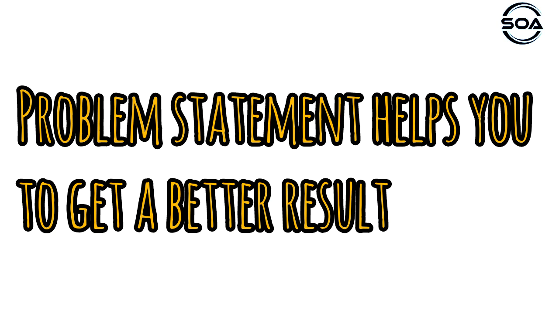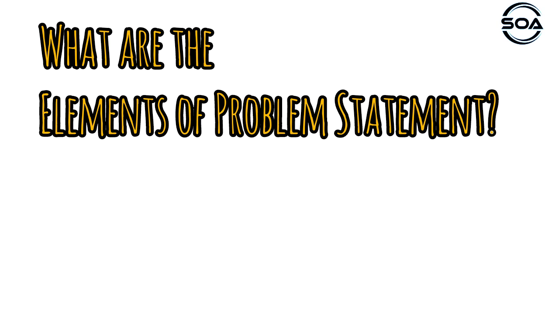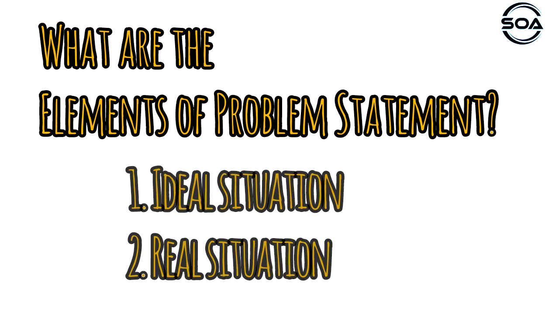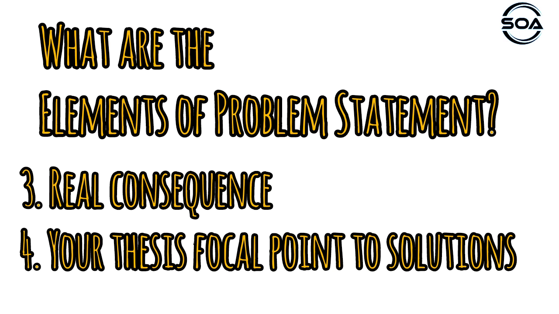Okay, and now let us see the elements of a problem statement. For example, when a student wants to prepare a problem statement of one page or half a page, there are usually four important elements to include. First, ideal situation. Second, reality. Third, consequences. And fourth, proposal. Let me explain them one by one.